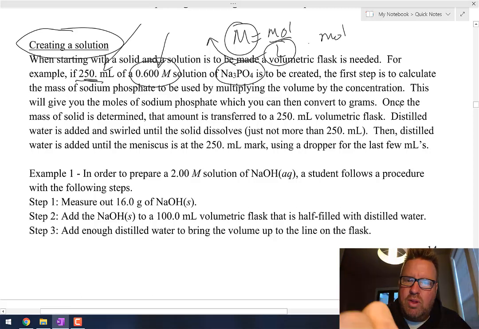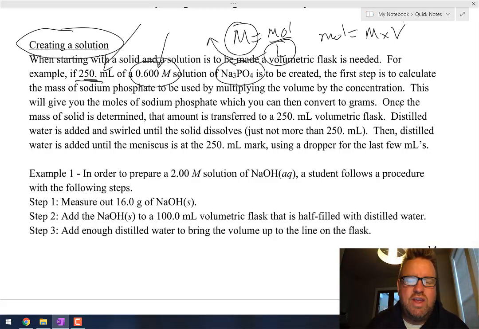We'll multiply molarity times volume. So moles equals molarity times volume. Once you have the moles of sodium phosphate, then you need to use the molar mass of sodium phosphate and convert to grams. Okay, and so once you have the grams, then that's where you're going to start with.